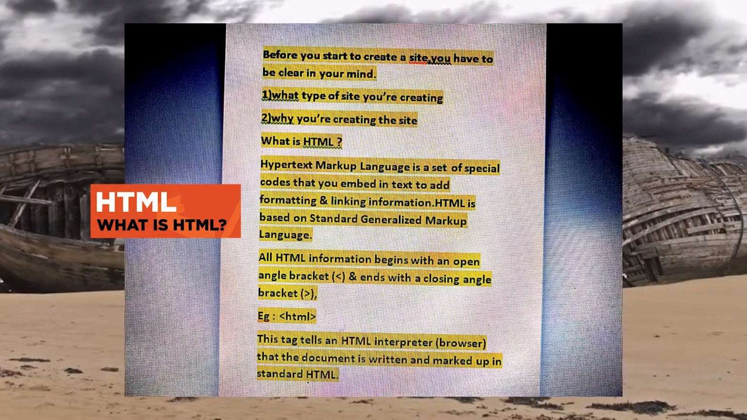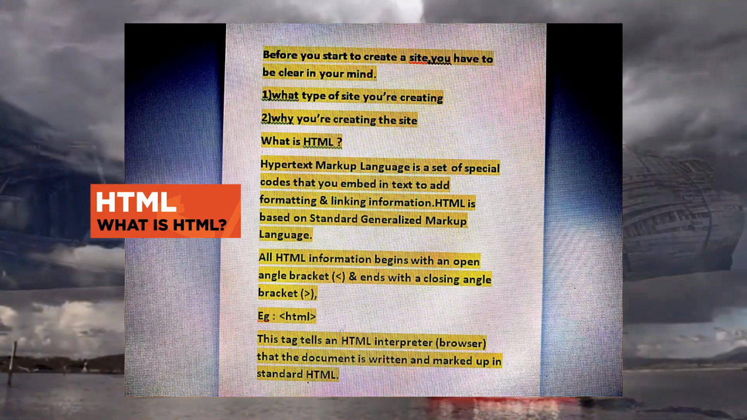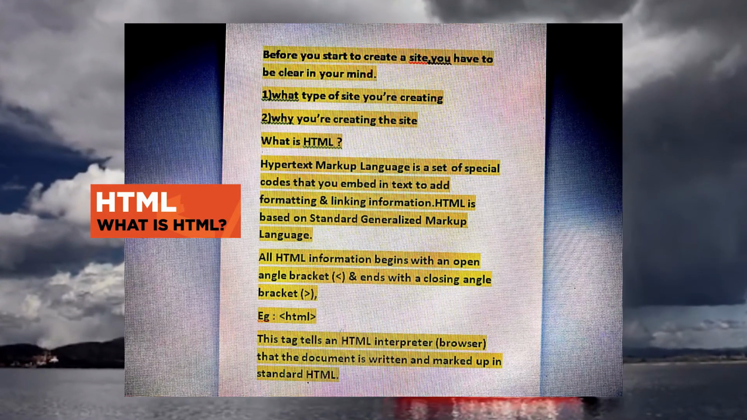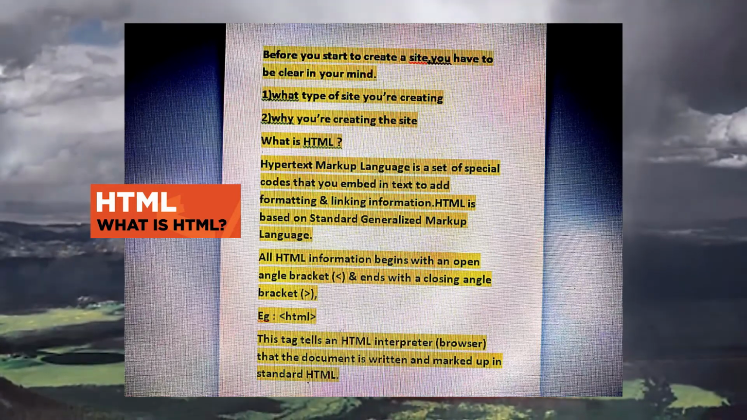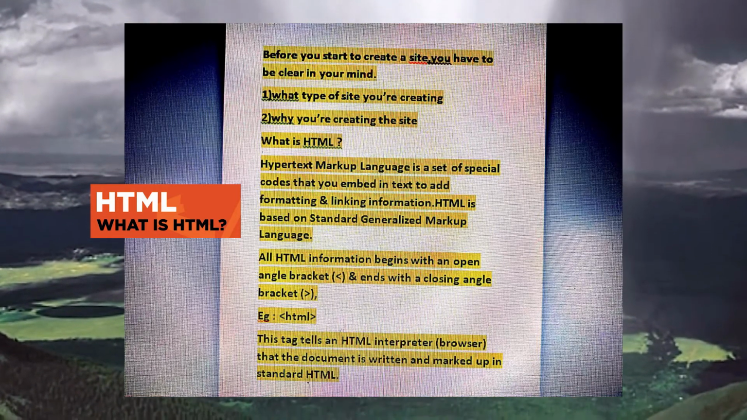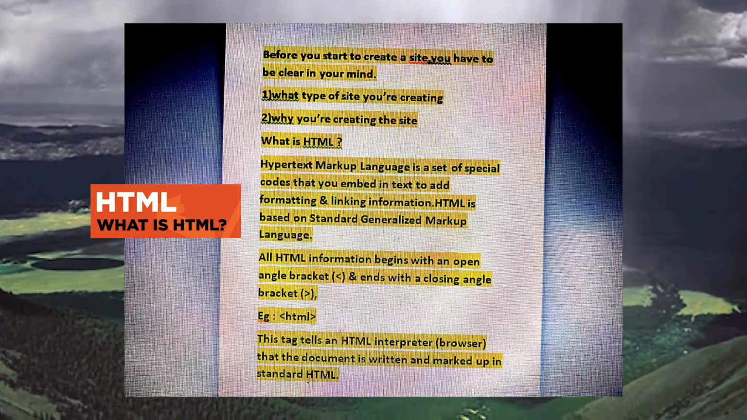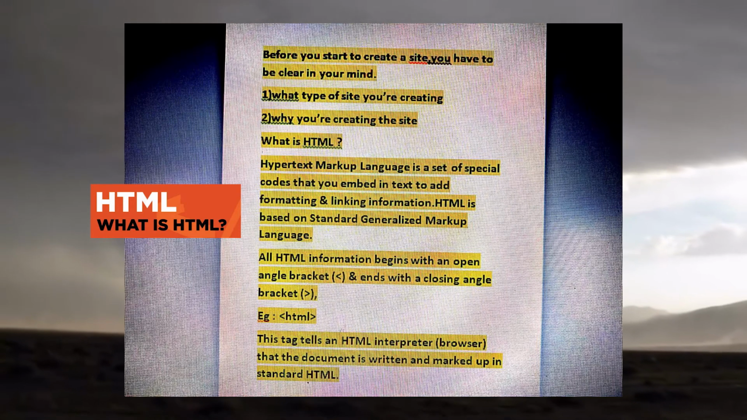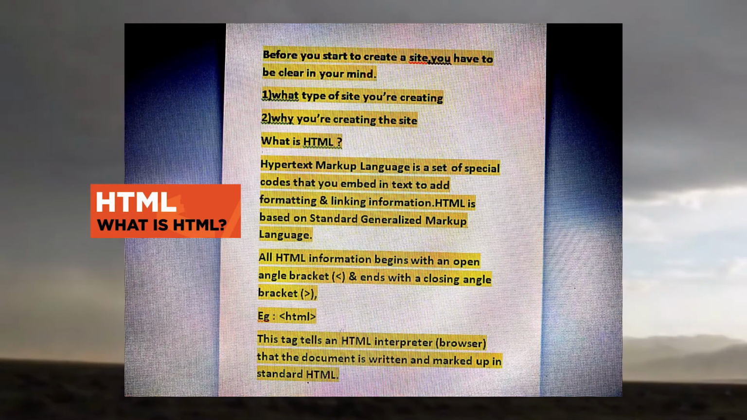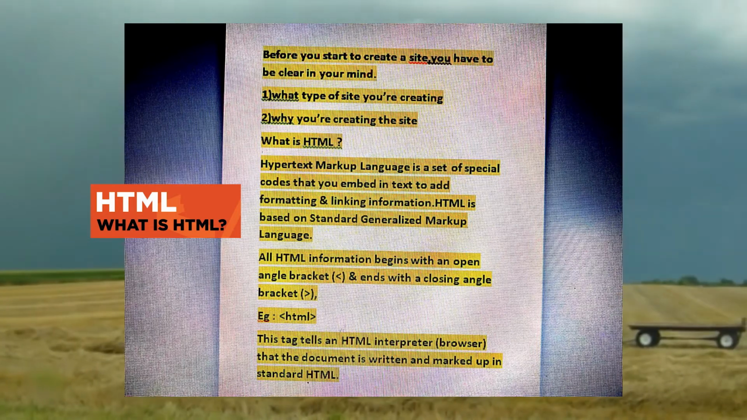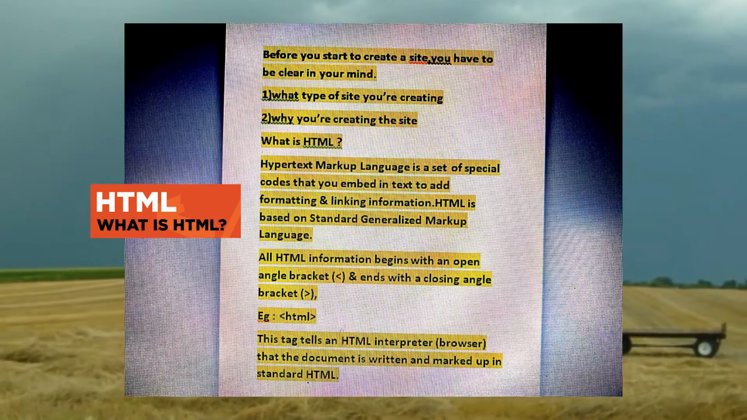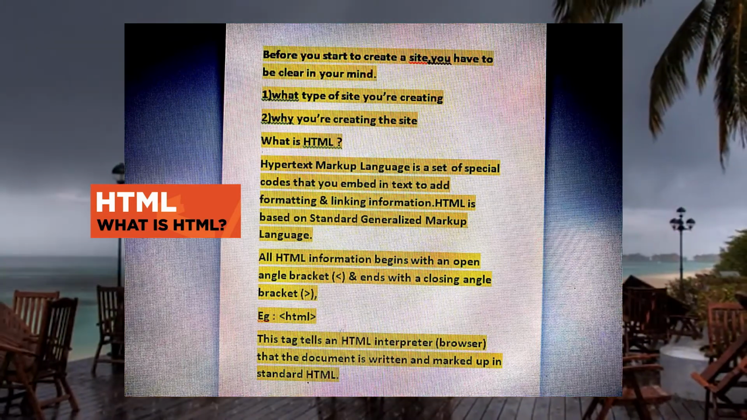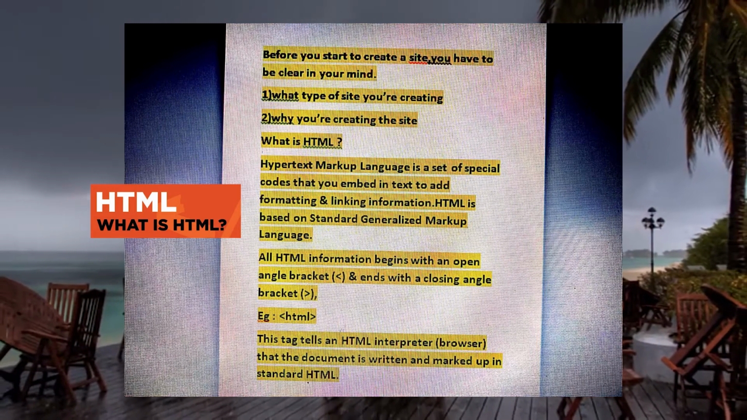What is HTML? HTML is a hypertext markup language which is a set of special codes that you embed in text to add formatting and linking information. HTML is based on standard generalized markup language for creating web pages. All HTML information begins with an open angle bracket and ends with a closing angle bracket. Here is an example as shown below. This tag tells an HTML interpreter that the document is written and marked up in standard HTML.